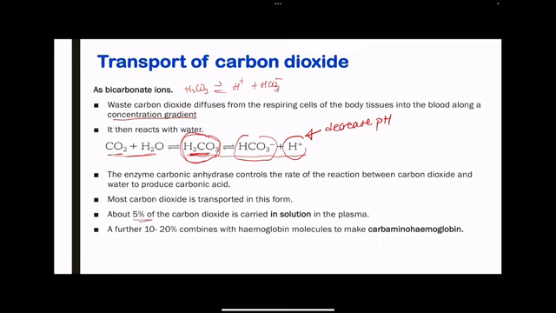However, about 5% of the carbon dioxide is going to be carried in solution in plasma. And then a further 10 to 20% is going to combine with hemoglobin to make carbaminohemoglobin, like we're going to see on the next page.